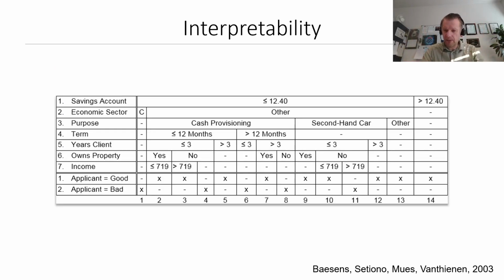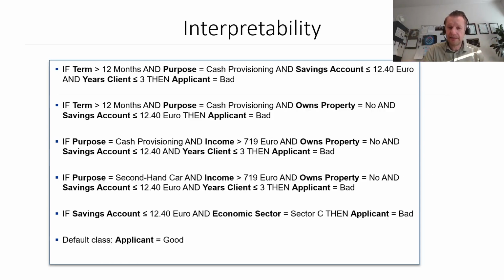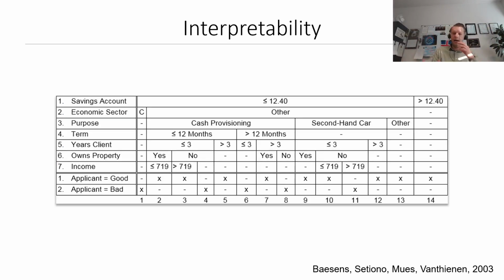This is a decision table, which is exactly representing the same knowledge as the rules we have right here, but now in a tabular format. And that's very handy, very user-friendly, and very transparent, because it tells us if a person has an amount on the savings account which is bigger than 12.40 euro, he or she is labeled as a good payer. If it's less than or equal to 12.40 euro, we have to look at the economic sector that the person is working in. Is it a sector C, which was considered to be a very risky sector, or an other sector? If it's sector C, the applicant is bad.